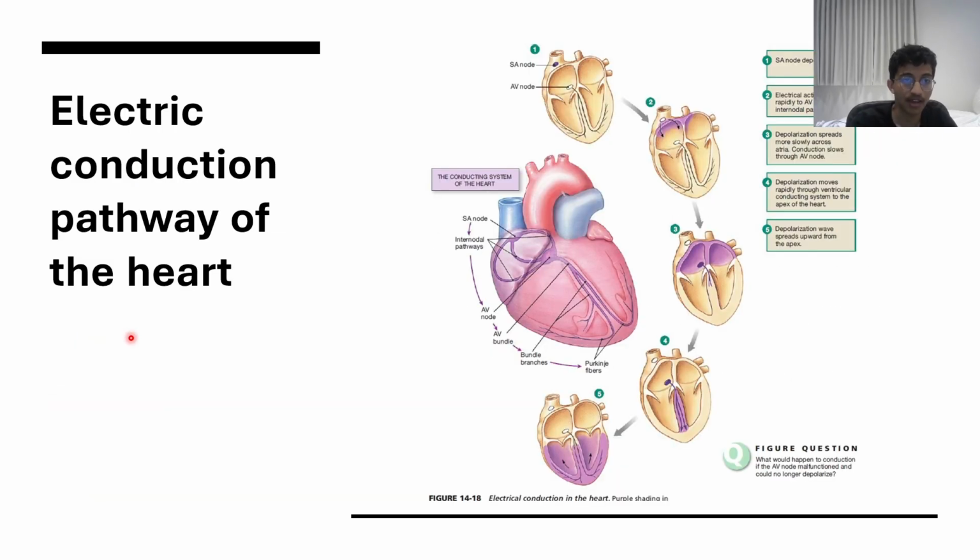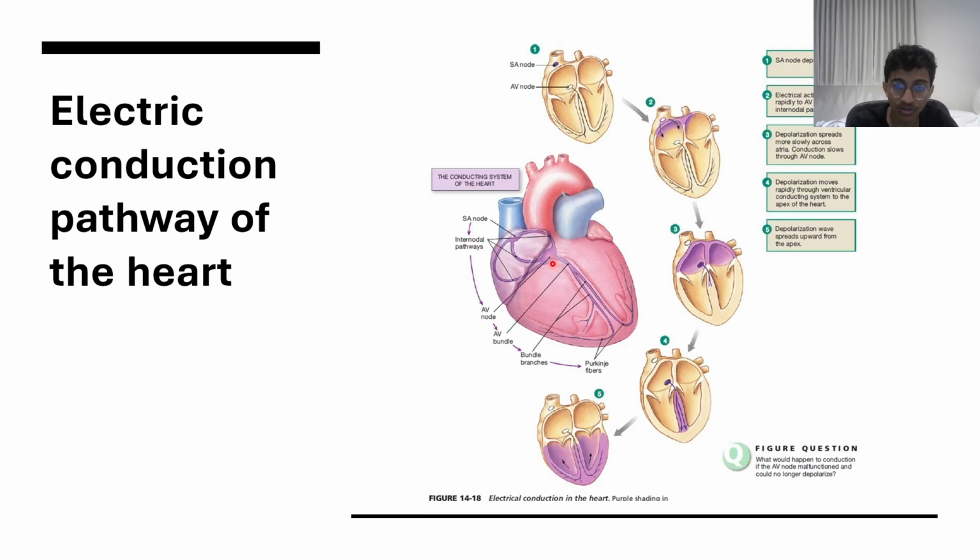Okay. Now, to understand the electrophysiology of the heart, you have to understand the normal conduction pathway of the heart, the normal electric conduction pathway. So the SA node initiates the first action potential. Like I said, nodal cells do not need an impulse from outside of the heart. They create their own impulses. So the impulse generates from the SA node. It moves through internodal pathways all the way to the AV node.